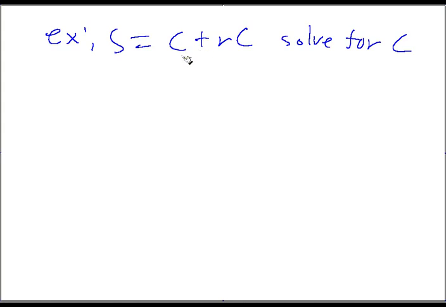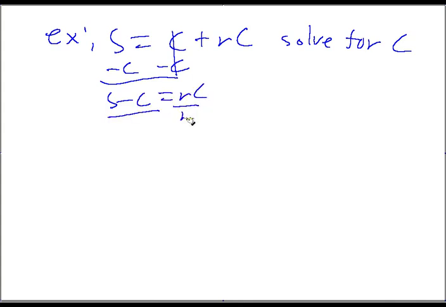Suppose you say, okay, well, let's see here. If I subtract C from both sides, let me show you this real fast. Subtract C from both sides, all right? So I get S minus C is equal to RC. Then I'm going to divide both sides by R to get C by itself. The R's drop off, so C is equal to S minus C over R.